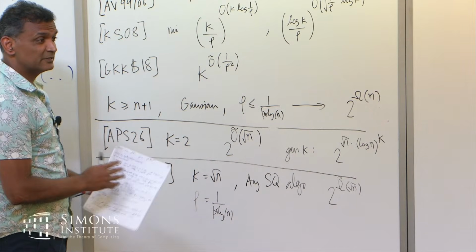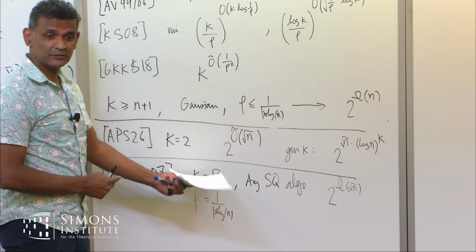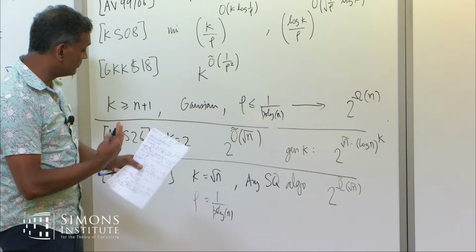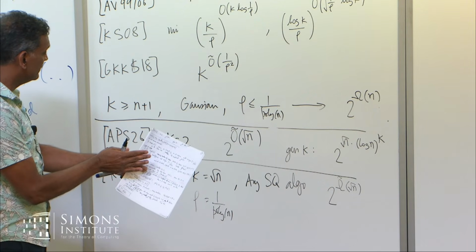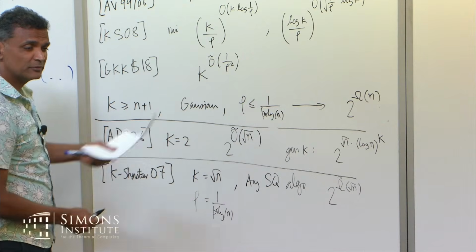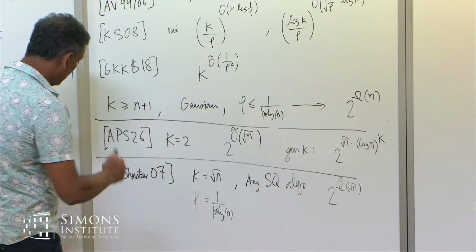Okay, so it doesn't matter. So this is the lower bound. If you have an intersection of root n planes and your margin is 1 over poly n, you're going to hit this 2 to the omega root n.